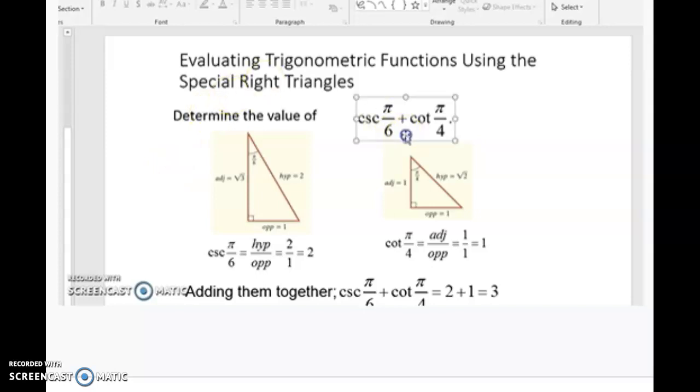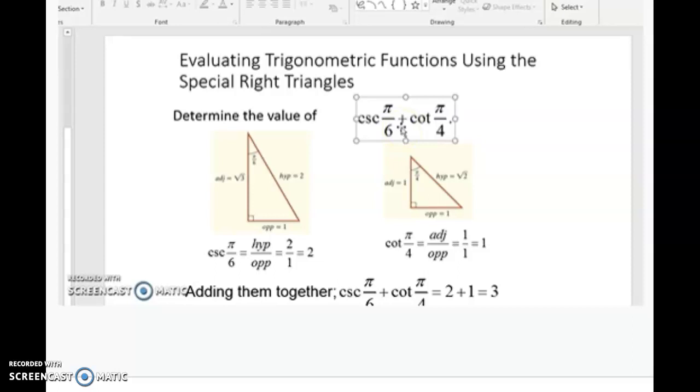Now, with our trig functions, we can perform all 4 operations: addition, subtraction, multiplication, and division. So just looking at an example. This time we're asked to find the cosecant of pi by 6 and add to that the cotangent of pi by 4. So in short, you always evaluate the trig portion and then perform the arithmetic operation with those answers.